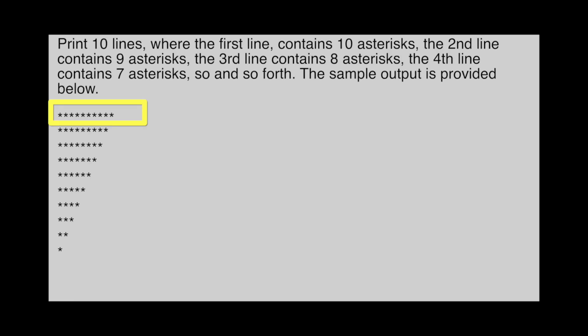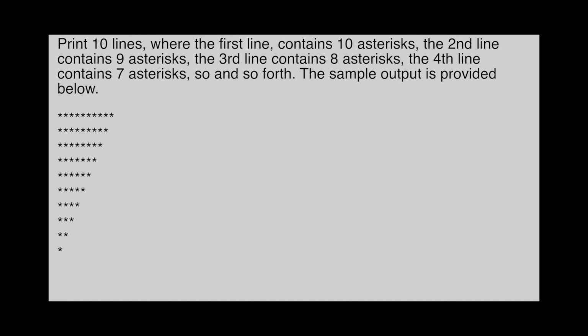Here is the exercise problem. Print 10 lines where the first line contains 10 asterisks, the second line contains 9 asterisks, the third line contains 8 asterisks, the fourth line contains 7 asterisks, so on and so forth. The sample output is provided below. Again, by watching the video, you will learn nested looping where the inner loop depends on the outer loop to determine how many times the inner loop should iterate.